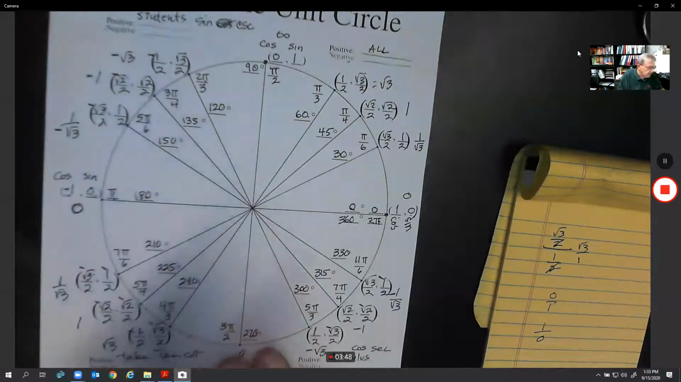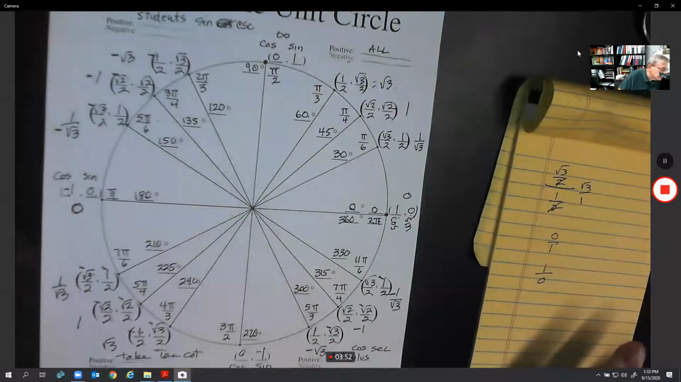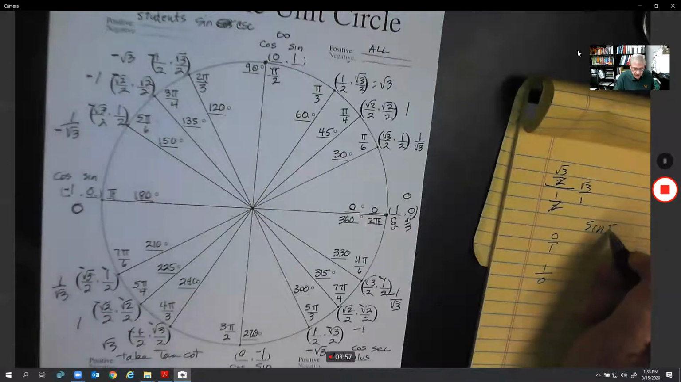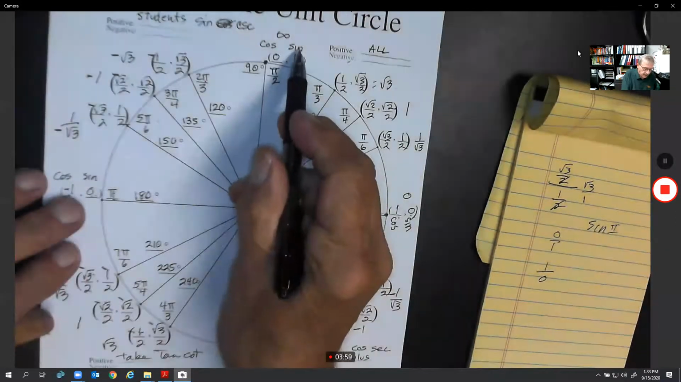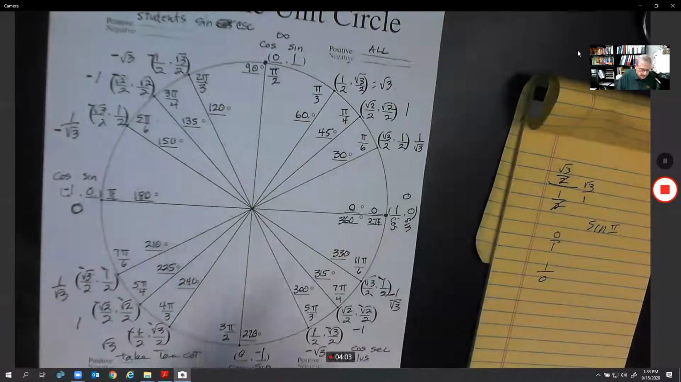3.3, I'm sorry. 3.3, okay. It says, what is the sine of pi over 2? First exercise. Sine of pi over 2, here's pi over 2, 1. Real easy.